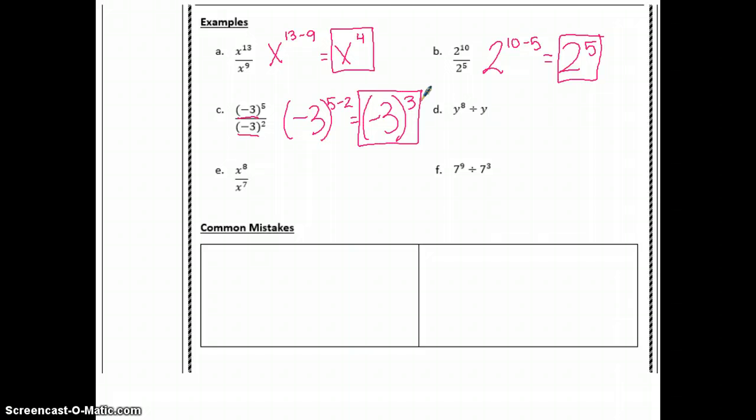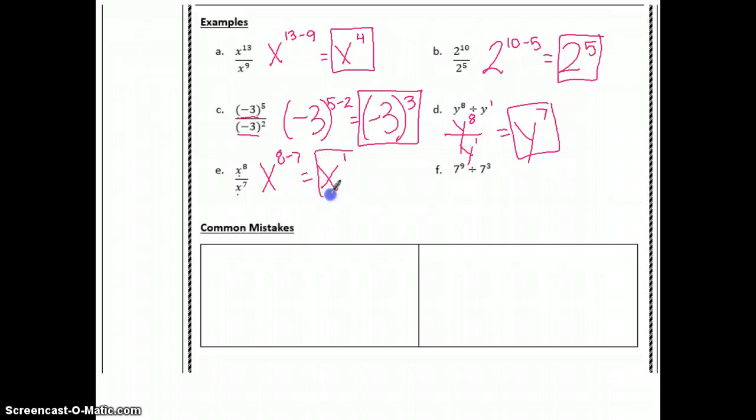Next we have y to the 8th divided by y to the, remember this is to the 1st. Think of it as y to the 8th divided by y to the 1st. The bases are the same. So I get y to the 8 minus 1, which is 7. E, my bases are the same, x to the 8 divided by x to the 7. So x to the 8 minus 7, which is x to the 1st, or just x.